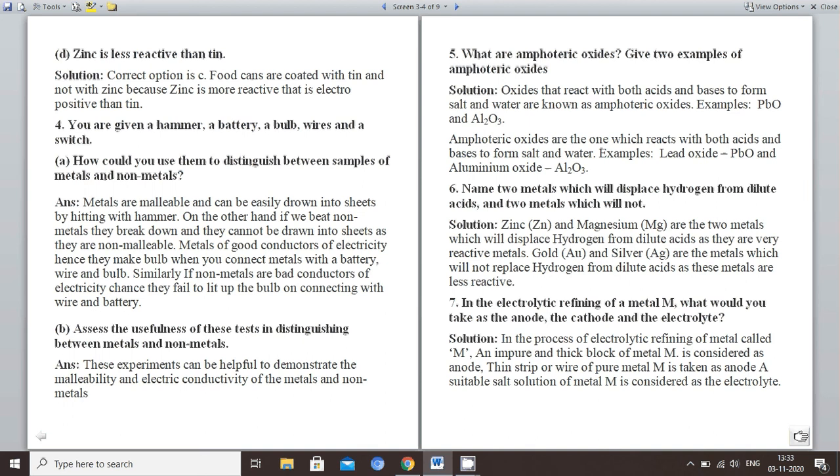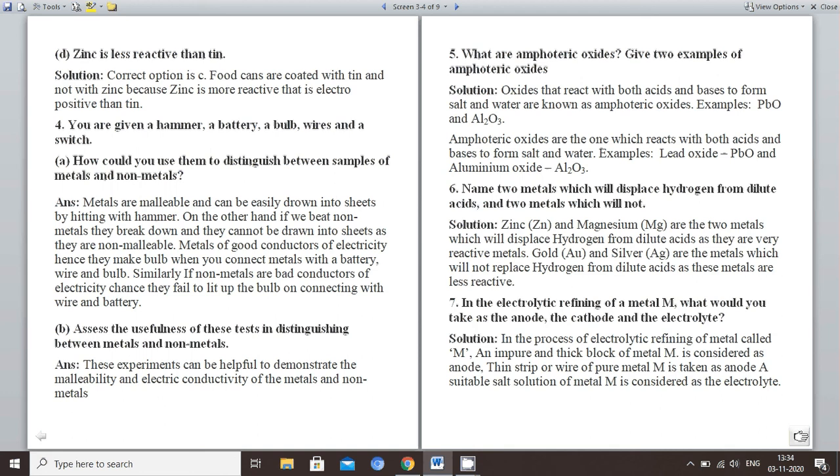Next, assess the usefulness of these tests in distinguishing between metals and non-metals. ये बेसिकली आपको ये बता रहे हैं कि मेटल्स एंड नॉन मेटल्स की प्रॉपर्टीज में डिफरेंस क्रिएट कर रहे हैं कि मेटल्स are malleable and they are good conductors of electricity while non-metals are non-malleable and they are poor conductors of electricity. Okay, I hope till question number 4 everything is totally clear to you.